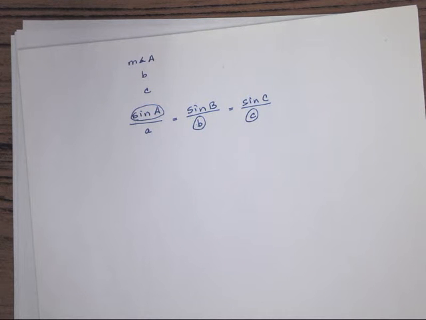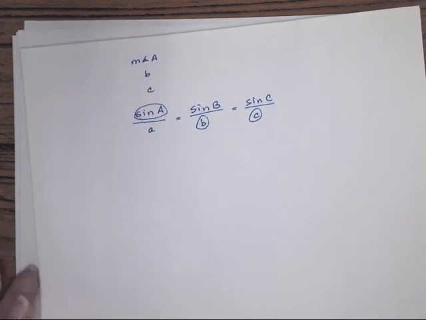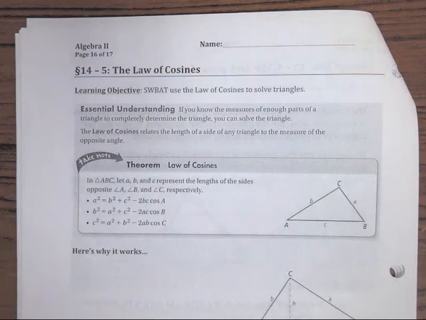And if it's not a right triangle, you can't use the right triangle trigonometry either. So in this particular instance, we need something else, and that something else is the law of cosines. So that's what we're going to be learning about today.